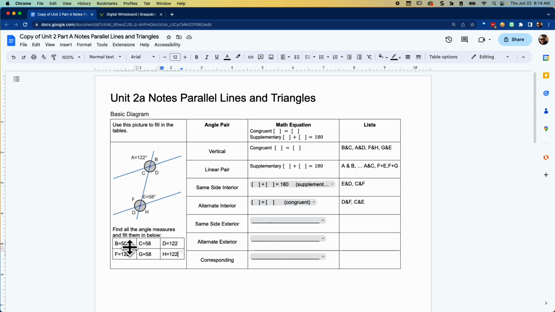With all these different angles, it's either one measure, the small measure, or the big measure. And now let's start looking at the rest of these angle pairs.